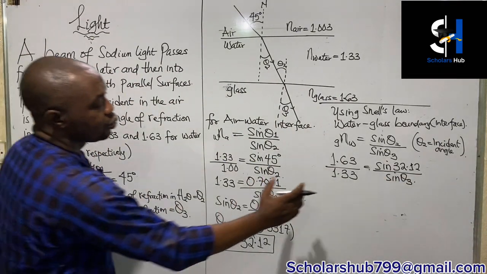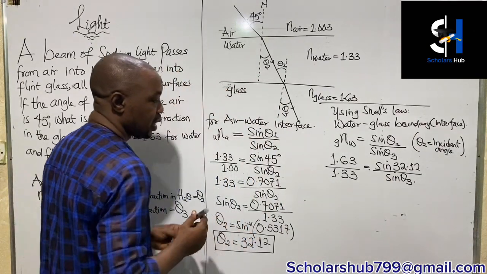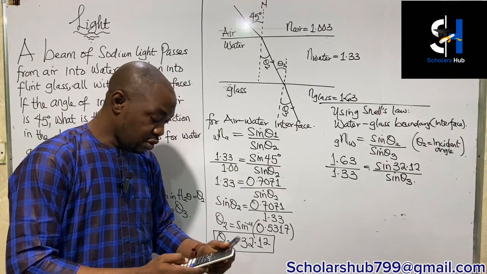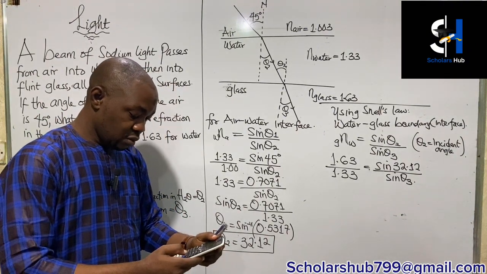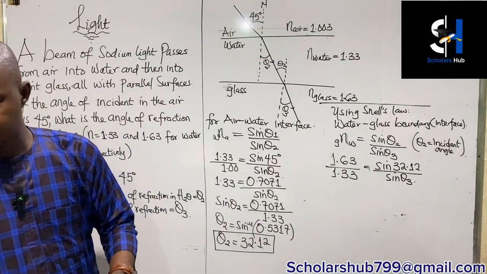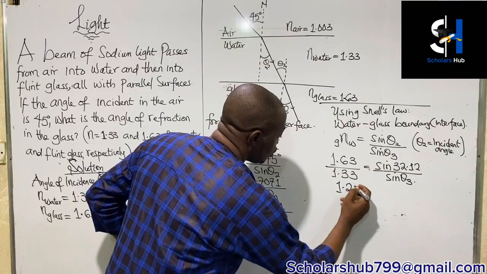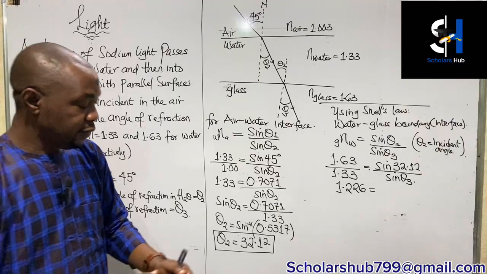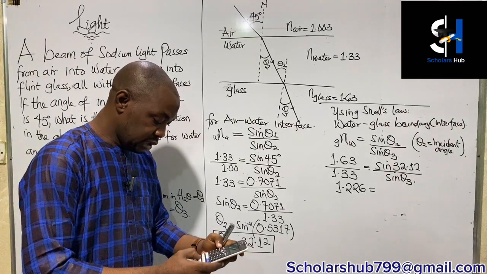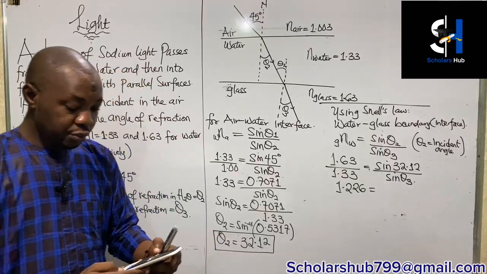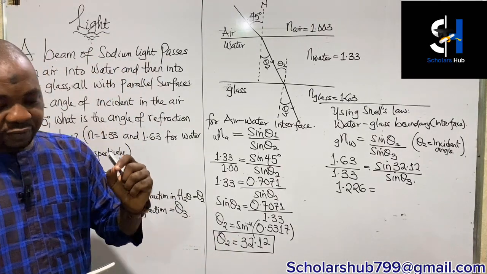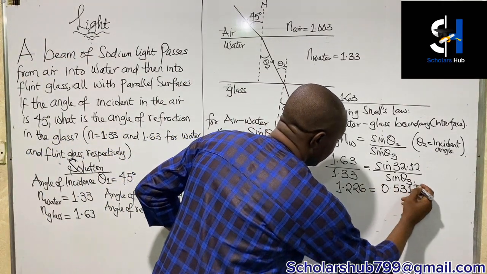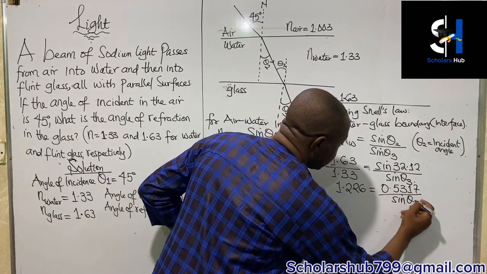Now, dividing 1.63 by 1.33, we are going to get 1.226, which is equal to sine 32.12 over sine of the third angle. Sine 32.12 again will be 0.5317 over sine of the third angle.